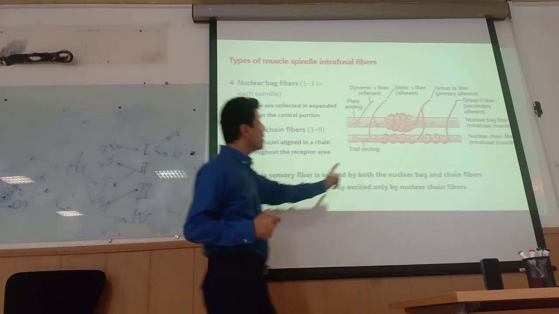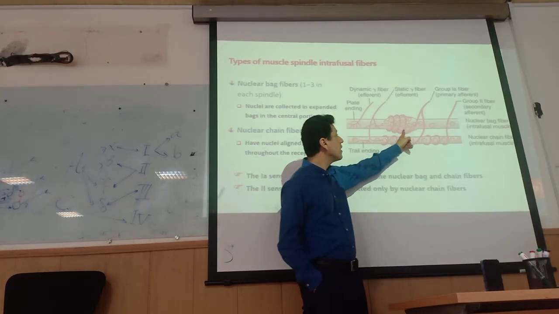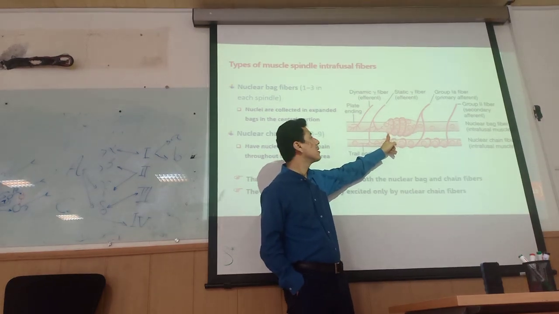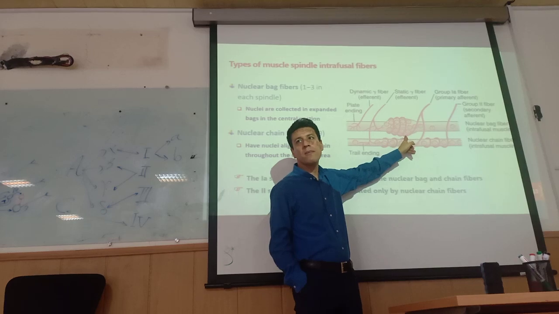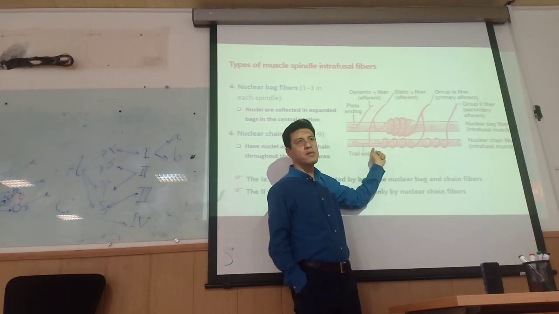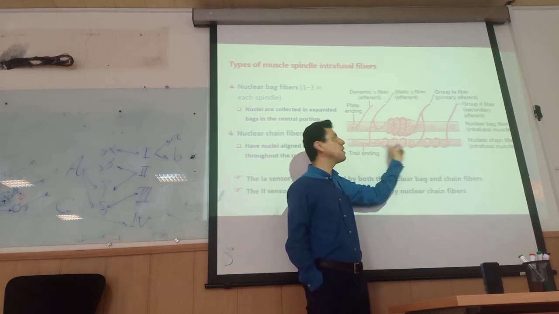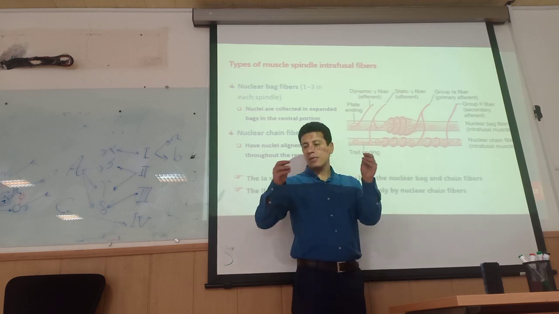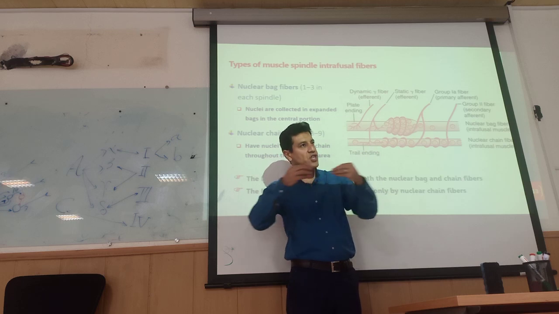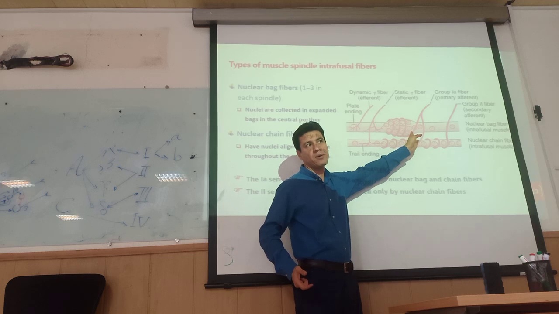Okay? Some of the intrafusal fibers have their nuclei in the middle part, in a central area. We call them nuclear bag fibers. So the middle part is something like a bag, right? Other type of intrafusal muscle fibers are called nuclear chain fibers. So their nuclei are arranged in a row, in a chain, right? So nuclear chain fibers, nuclear bag fibers.